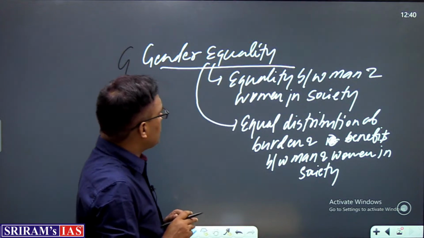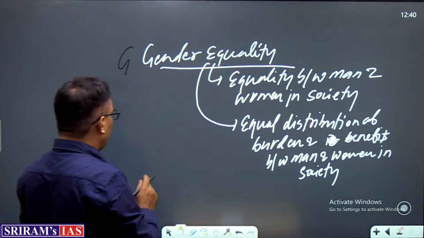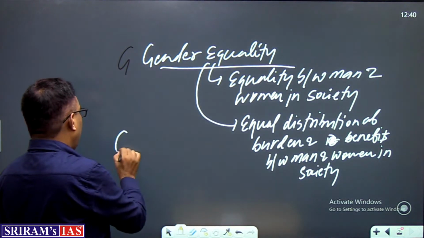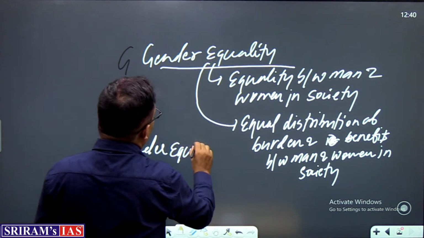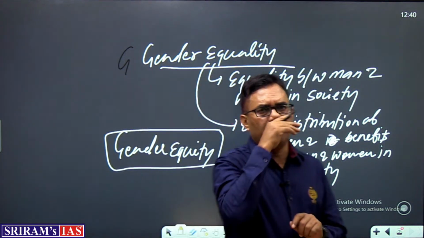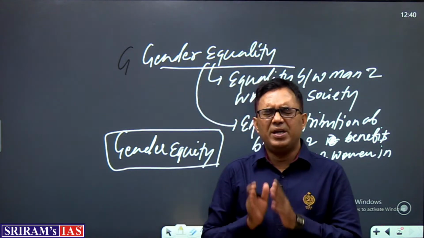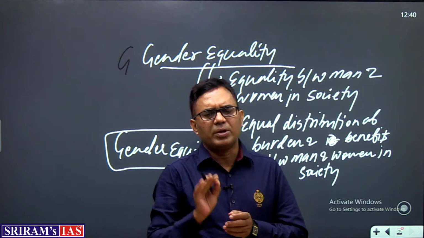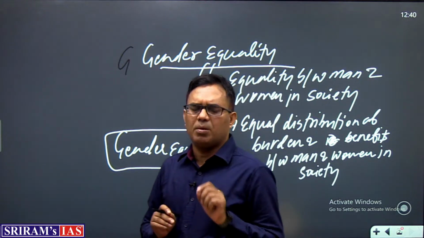After gender equality, we have gender equity as the second word. There is a difference between equality and equity; both are related to distributive justice, but equality focuses on sameness. When we talk about equity, it means as per the need and requirement of the people.